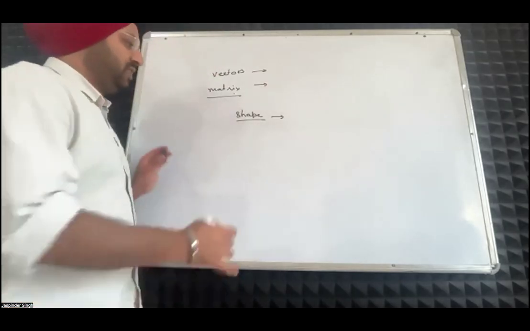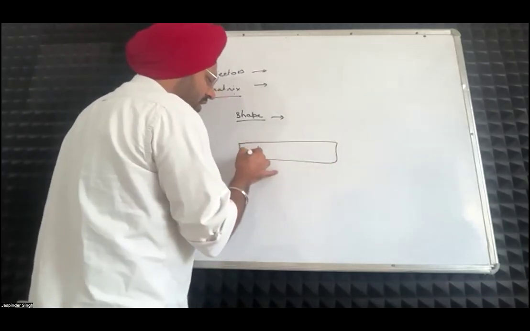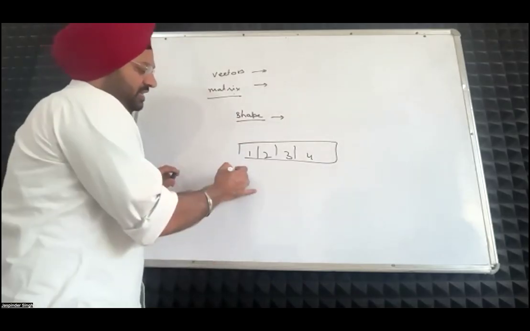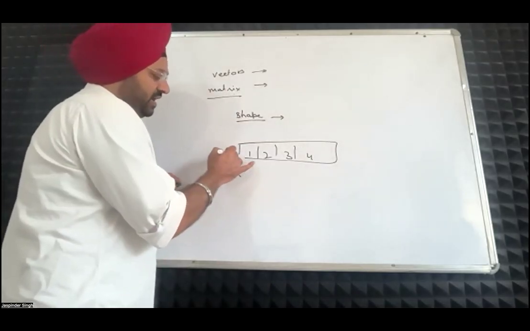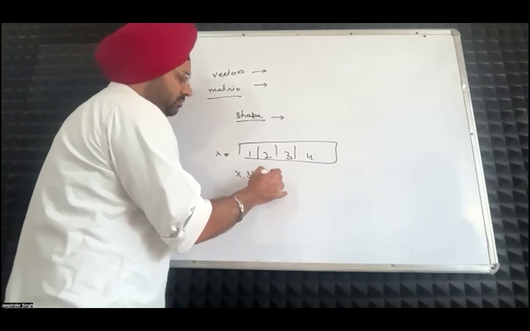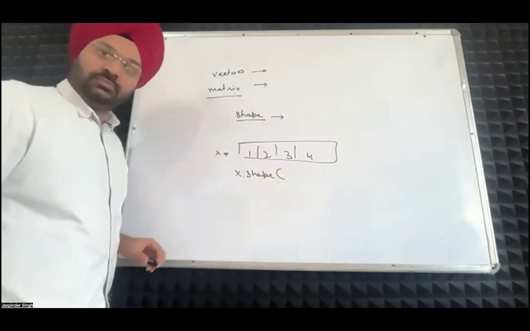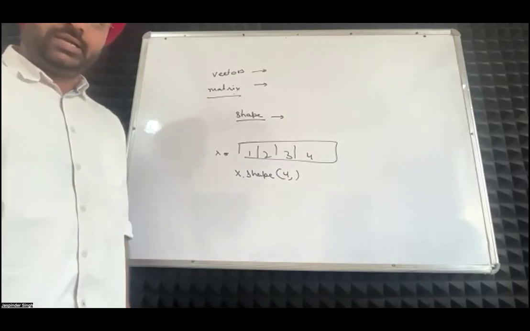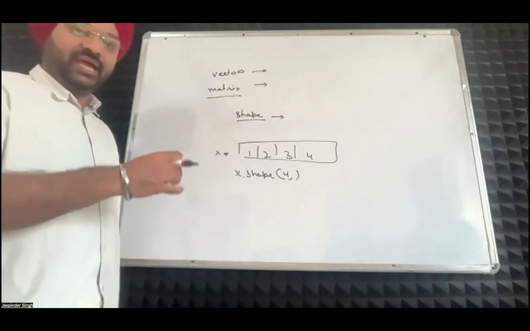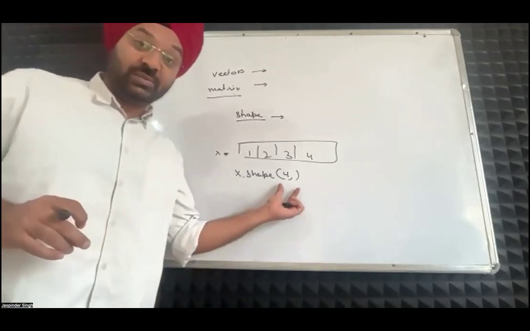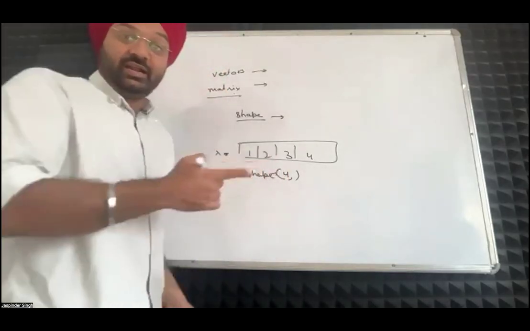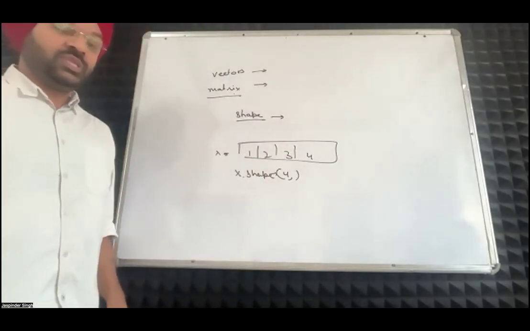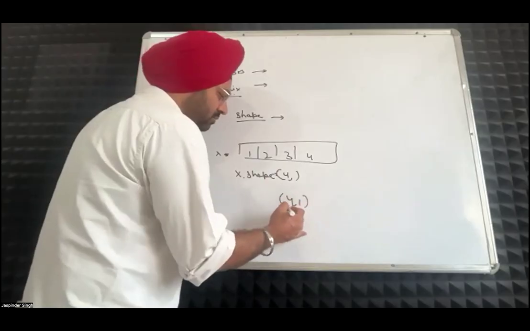If we have a NumPy array X, a 1D array like 1, 2, 3, 4, and I call dot shape, what will it give me? 4, comma. That's it. This is NumPy telling me that this is a vector of shape 4, a 1D array. Is this the same as 4, 1?